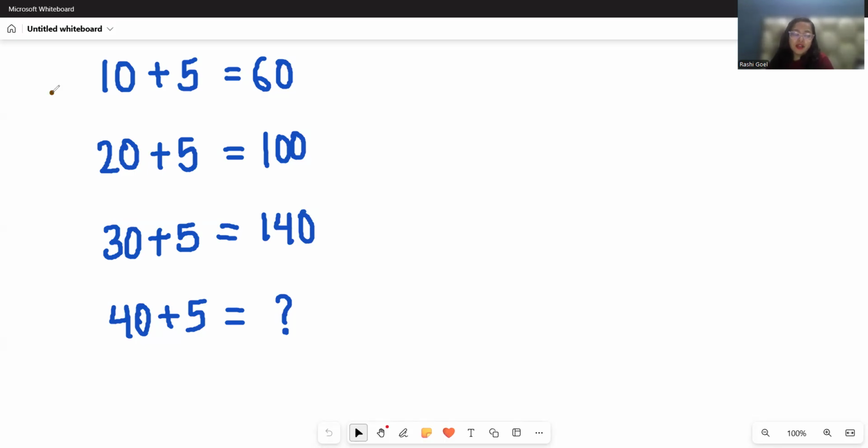So now let's take a good look at the resolution of this logical sequence. 10 plus 5 is 60, but in actual 10 plus 5 is 15. Now from 15 to 60, how can we reach? By multiplying by 4. Now let's check.